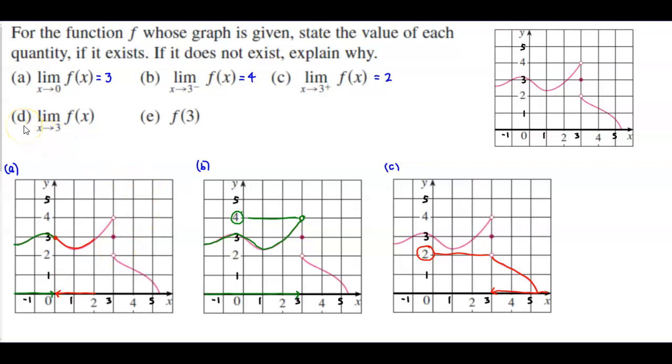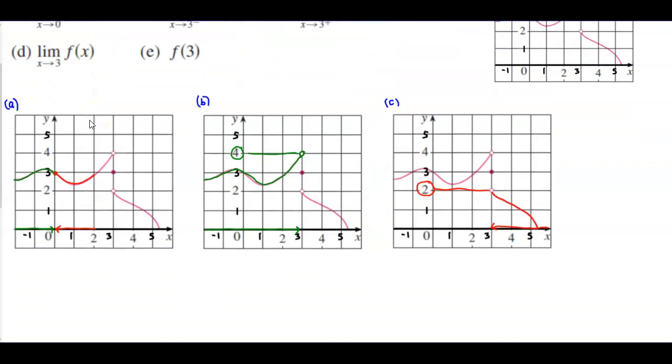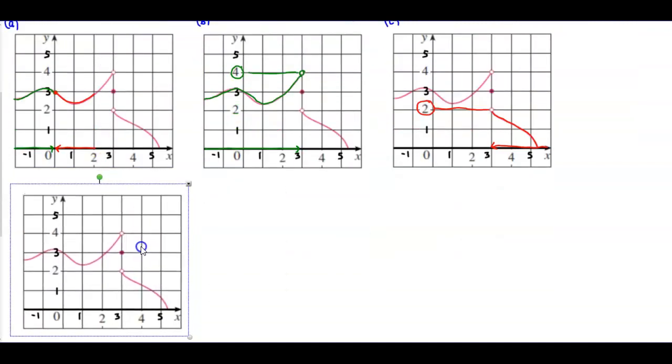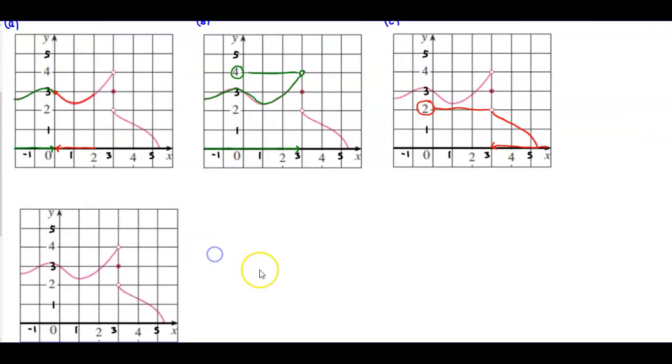Okay, the next question is asking us in part D, the limit as x approaches 3 of f of x. So we already kind of know this answer, and we should know this just by looking at B and C, but let's go ahead and take a look at that on the graph first. As x is approaching 3 from the left, this function is approaching 4. And then as x is approaching 3 from the right, we can see that the function is approaching the value of 2.